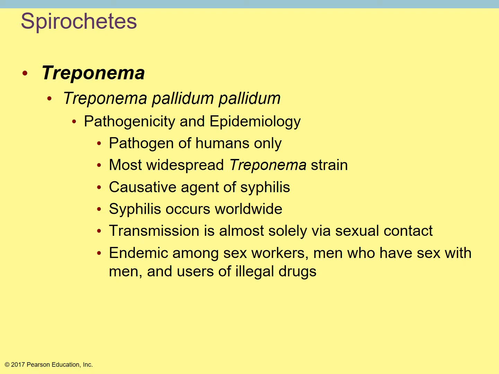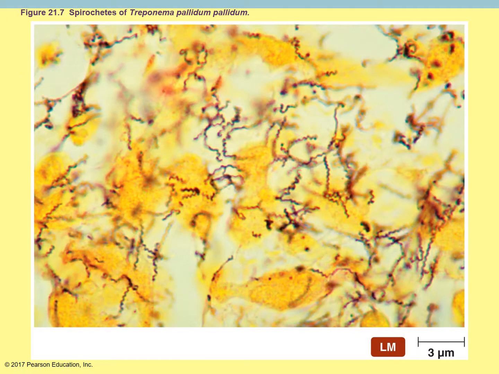Treponema, the most common one is Treponema pallidum. This is the causative agent of syphilis, which does occur globally. Transmission is usually by sexual contact. One of the problems is for females, once again, symptoms usually are not visibly seen, so they're asymptomatic. This shows a slide with, as you can see, those darker corkscrew shapes. Those are the spirochetes. That's the Treponema.